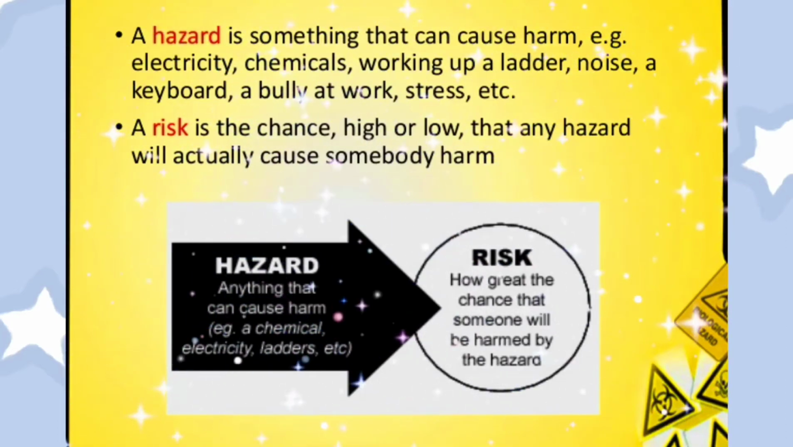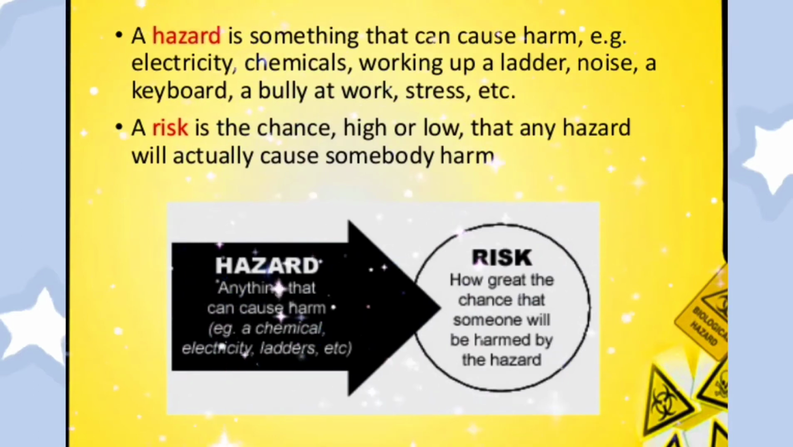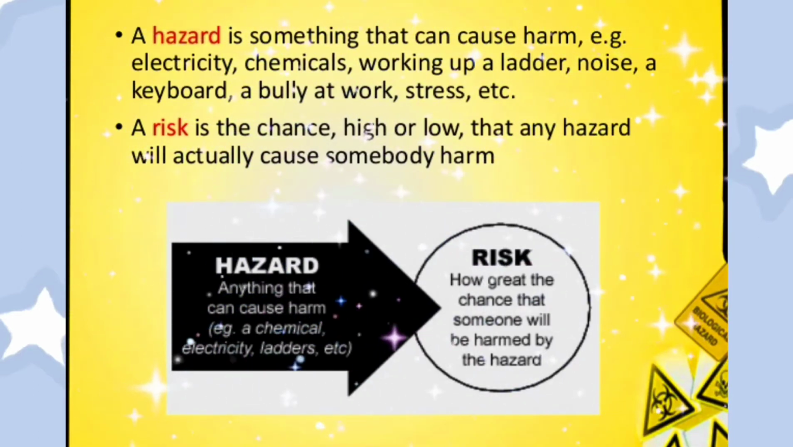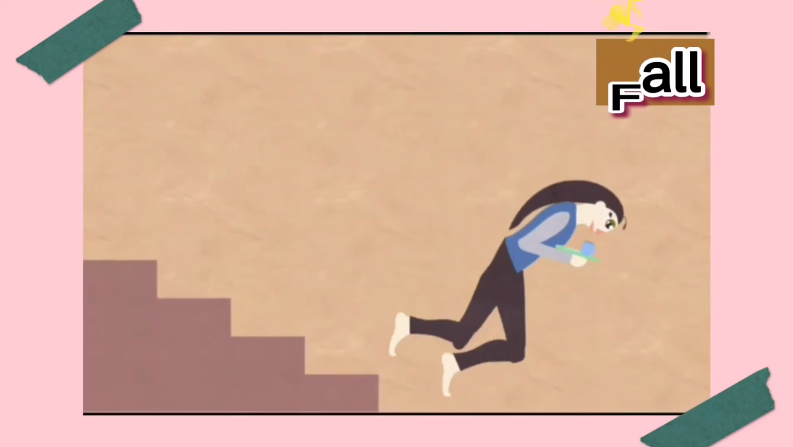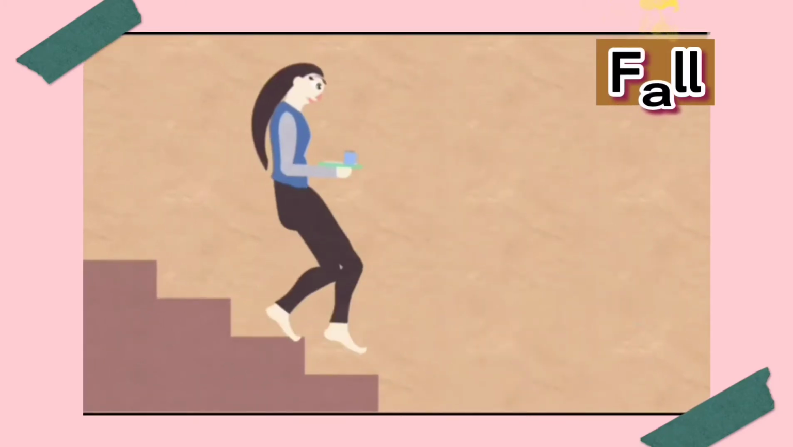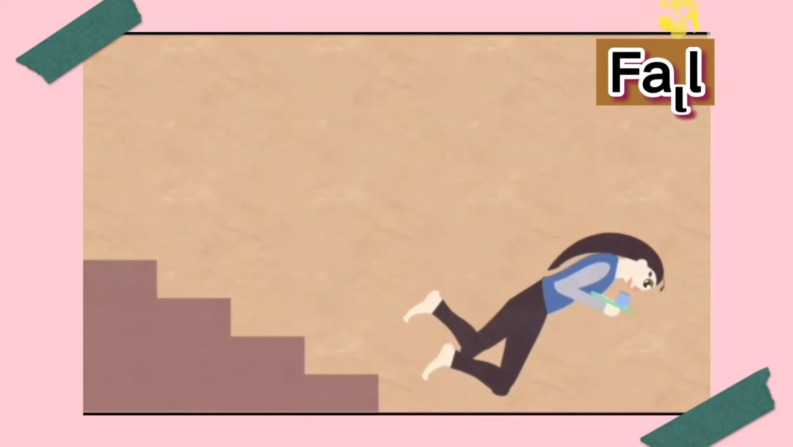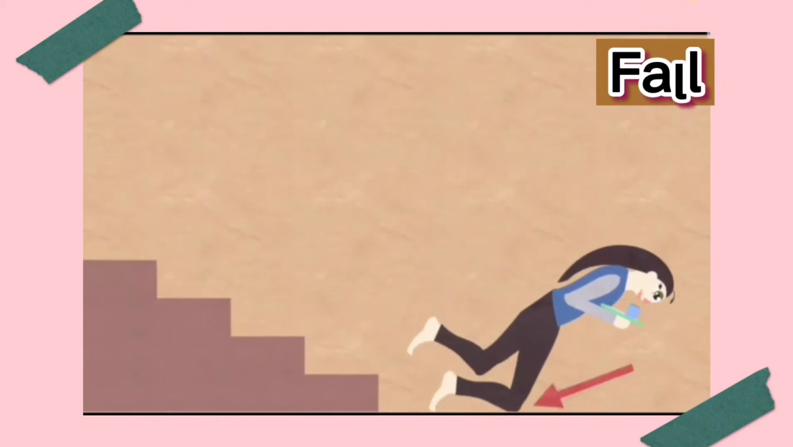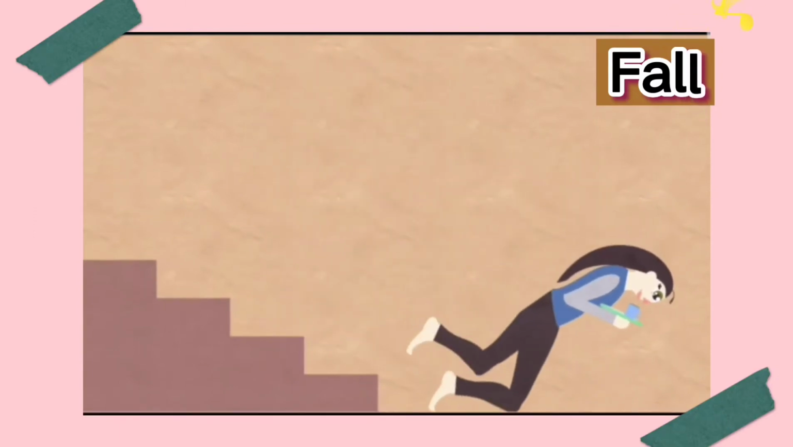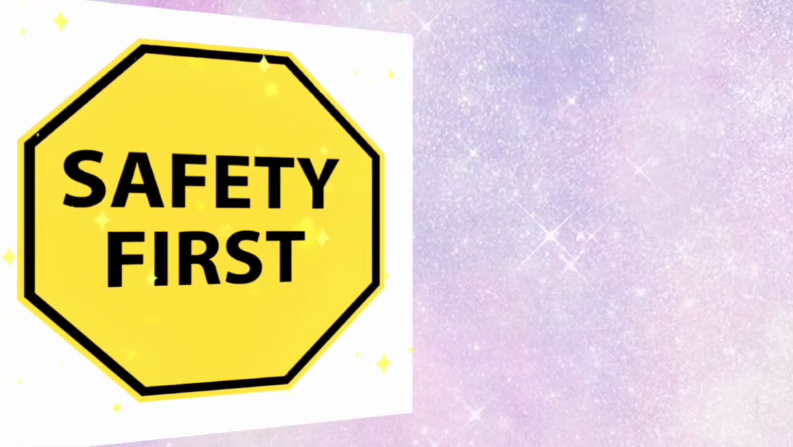And what is risk? A risk is the chance, high or low, that any hazard will actually cause somebody harm. For example, is the fall. Because they are inherently hazardous, people have been falling on them, getting hurt or even killed in the process. Because a stairway accident can cause severe injury and even death.